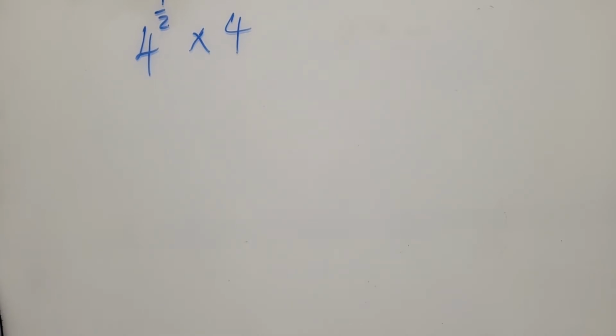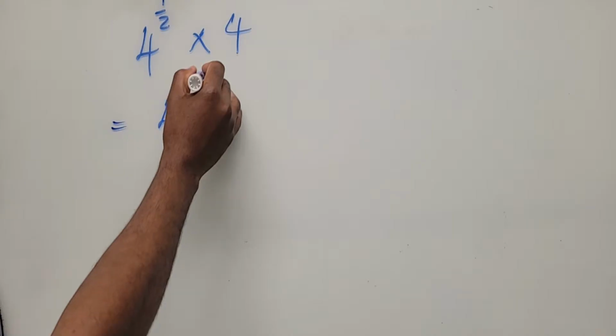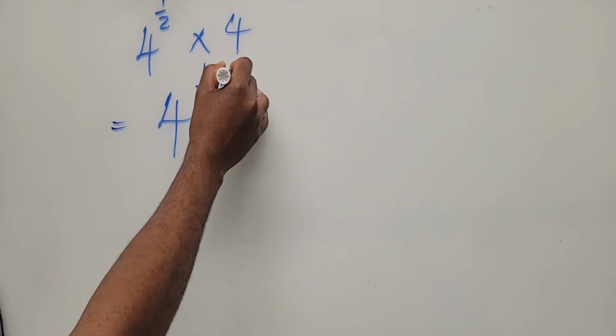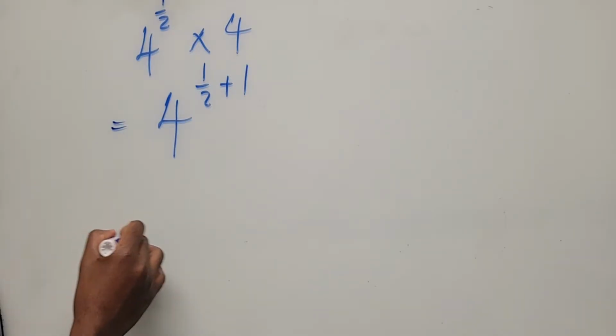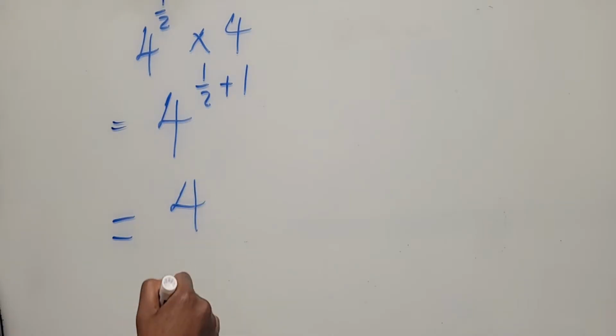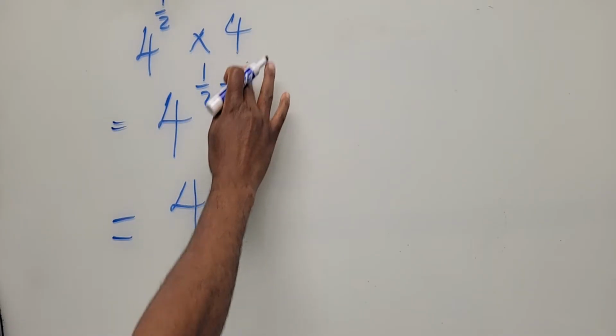Okay, so remember we have the same bases, so we can add the powers. So this is just the same as 4 to the power 1 over 2 plus 1, right? Any number is to the power 1. Okay, so what is this? This is just the same as 4. So remember this one, I can write it as 2 over 2, right?